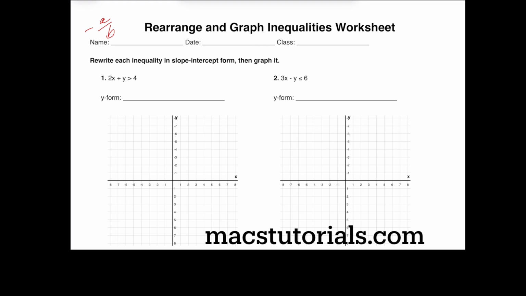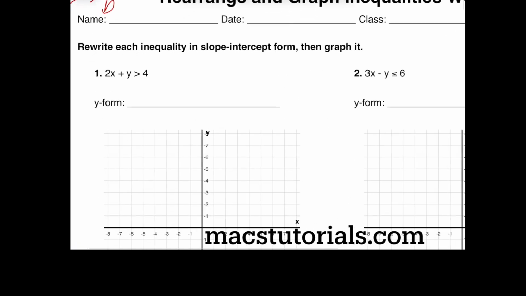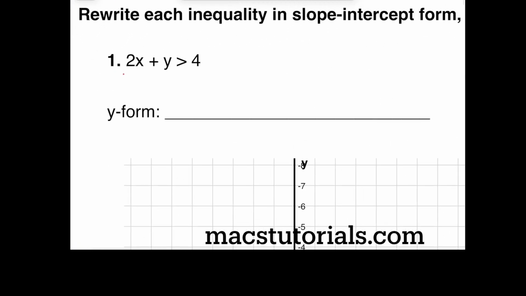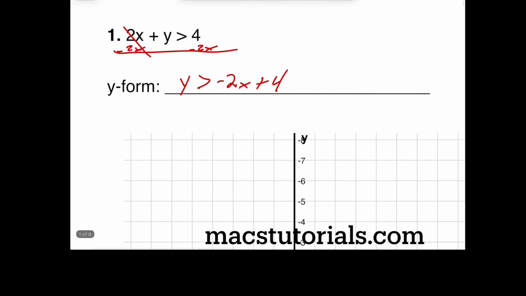This is better if we just move them. We're going to do it in the y equals form. Let me just show you what I mean by that. I'm going to subtract 2x from both sides. And once I do that, I'm going to get y is greater than negative 2x plus 4. Now I'm in the y equals mx plus b form. I don't move the sign because I didn't do any dividing by any negative numbers, did I?